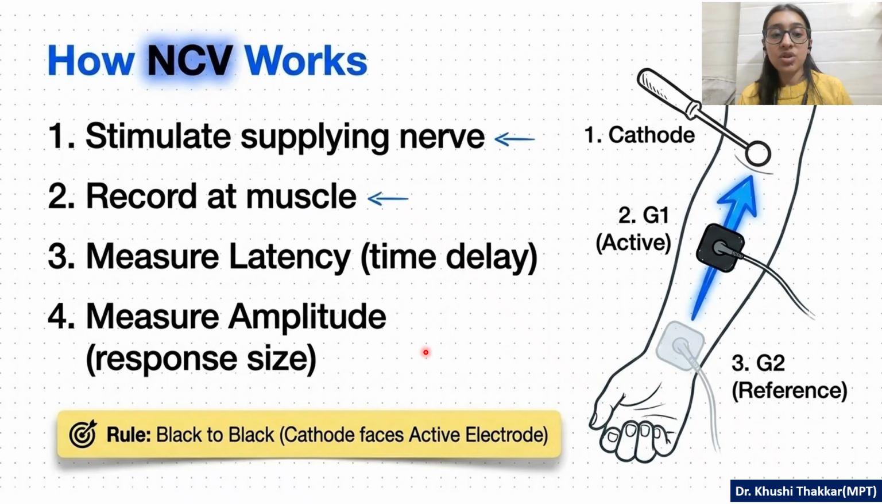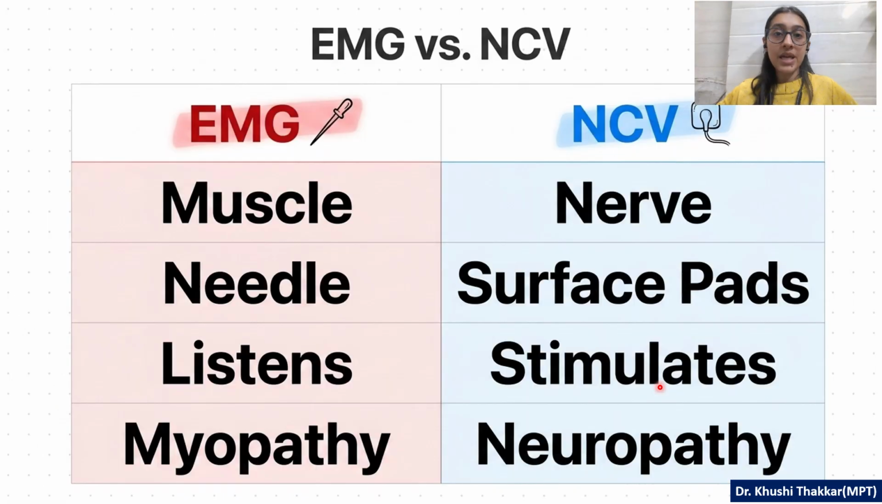Okay, so the rule is black to black. Cathode faces the active electrode. Cathode is always going to face the active electrode, and the ground electrode and reference electrode come later. The NCV which we discussed was how to test for a motor nerve. For a sensory nerve, we put ring electrodes at the distal fingers of the respective nerve's autonomous supply, and we pick up at the site and stimulate at the nerve particularly. We shall discuss each EMG and NCV technique later in detail.